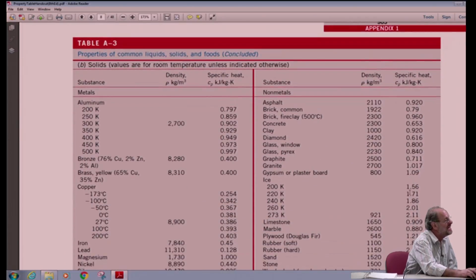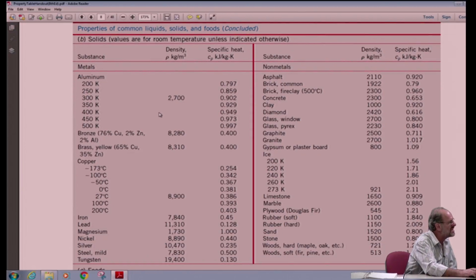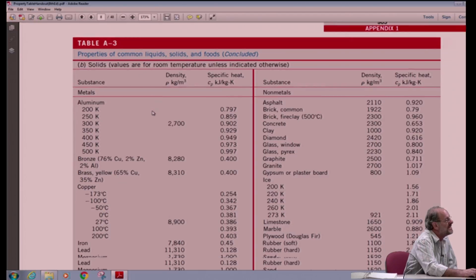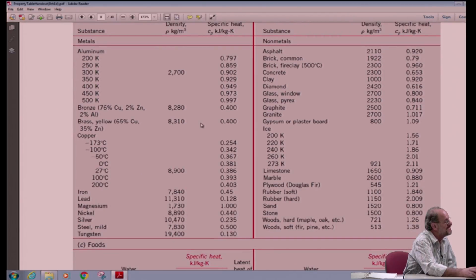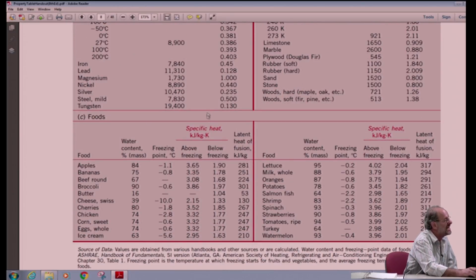A3 Part B is data for various solids. In fact, it gives you some data for some liquids, some solids, even some foods, but mostly this is solids. So A is liquids, B here is solids. And it gives you all sorts of solids, various metals, things like glass and ice and other things. And then at the bottom is Part C, and here's your data for foods.